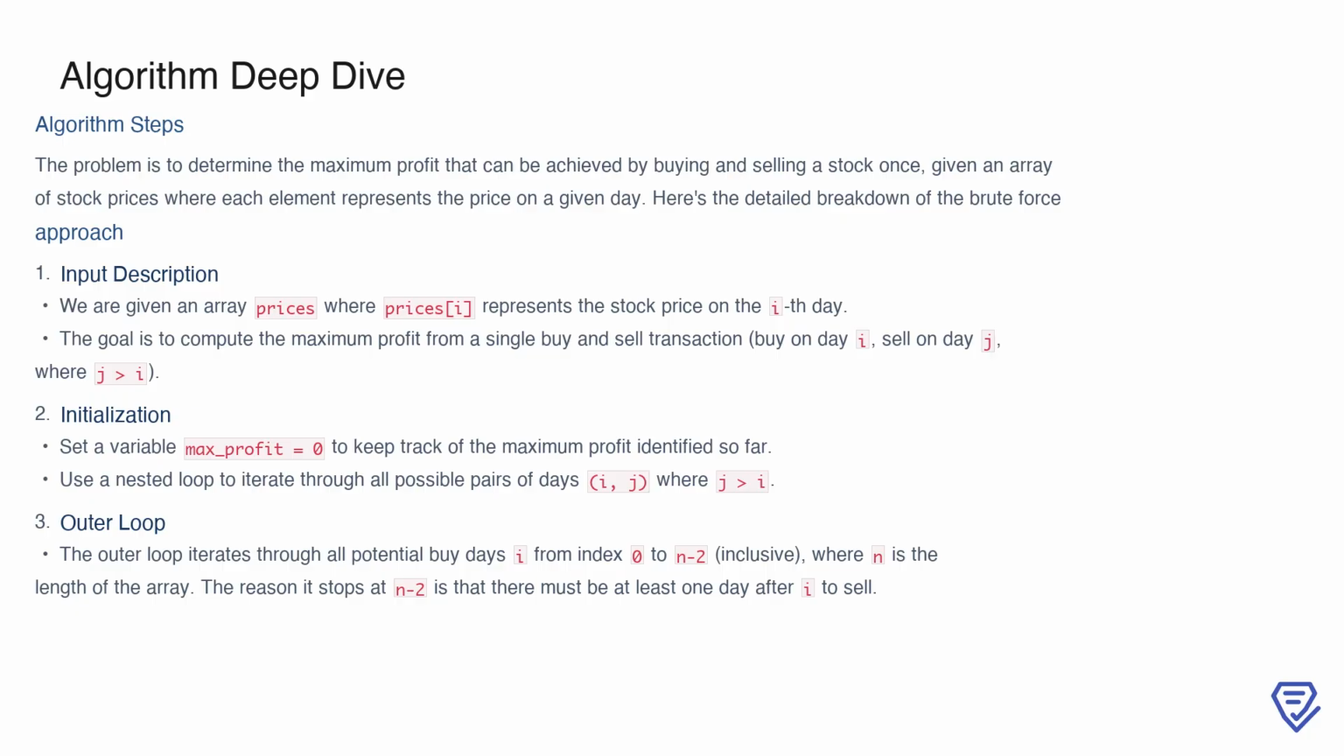To approach this systematically, we initialize a variable max_profit to 0. This will keep track of the highest profit we've found so far. Then, we use a nested loop structure. The outer loop selects each potential buy day, iterating from the first day up to the second to last day, since we need at least 1 day after the buy day to sell. This setup ensures we examine all possible starting points for our transactions.